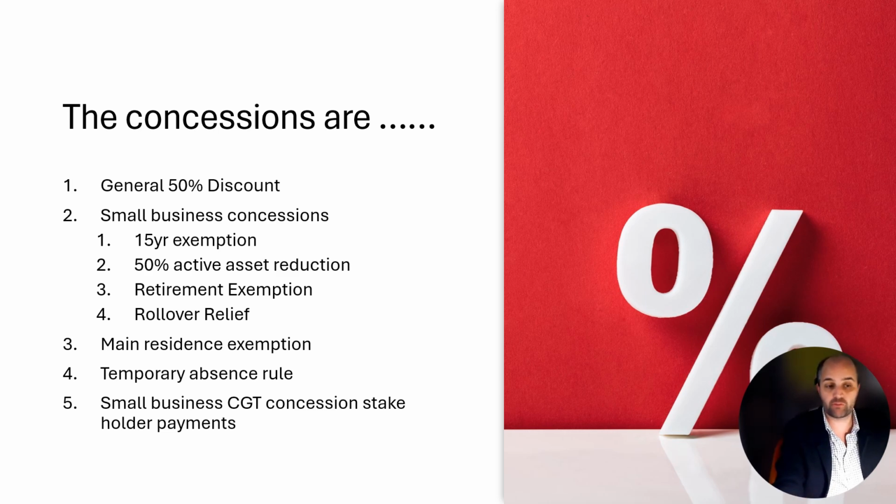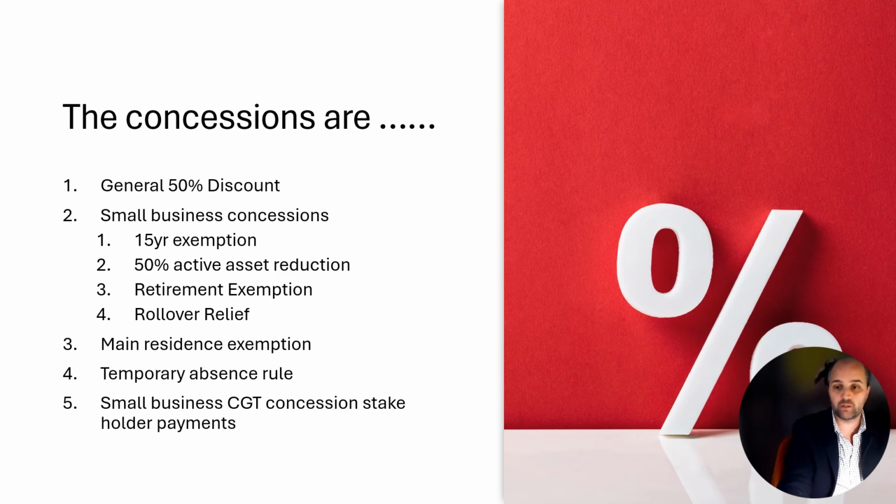The next one is pretty simple: the main residence exemption. When people are selling their primary residence, there is a criteria to be met. If it's part work, part home, say it's 30% work, 70% home, it's 70-30. So 70% main residence, 30% work. You'll only be able to claim the 70%.